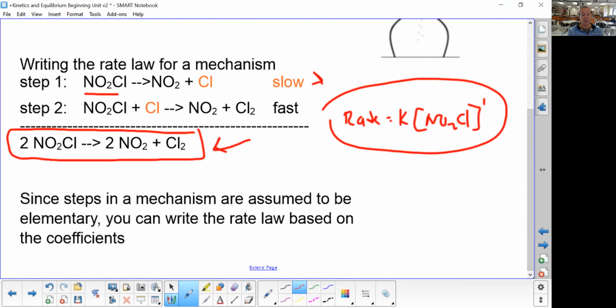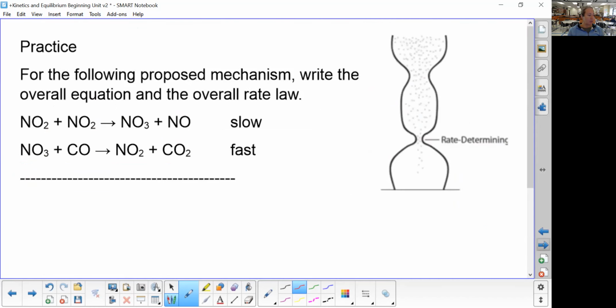Yep, so if it's an elementary step, you can write the rate law based on the coefficients, but only if you're told it's an elementary step. So let's do this one. We have the proposed mechanism. We're going to write the rate law and the overall equation. So the slow step's the first one. We're going to talk about what if it's not.